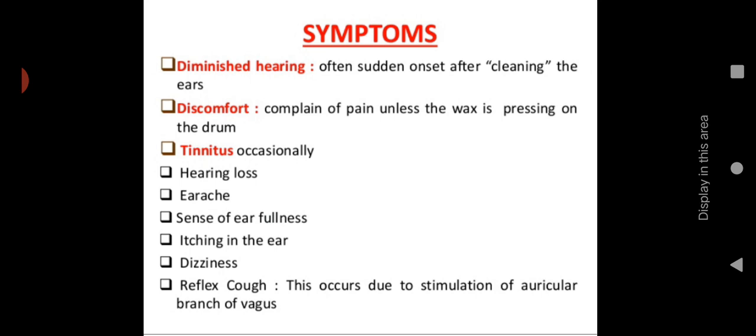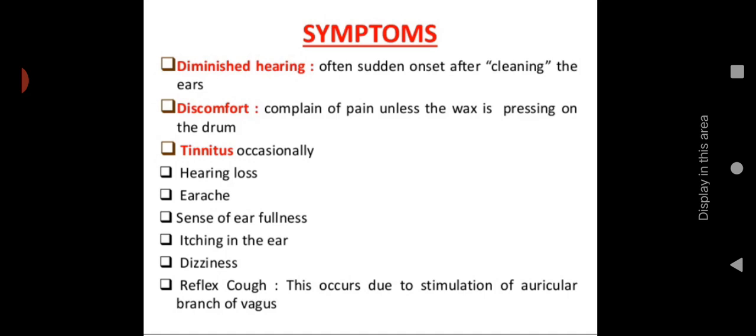When touching the ear, or when the wax is pressing the eardrum, the person will get more discomfort, complaining of pain. Then tinnitus, it's a ringing-like sound which is heard inside the ear. Hearing loss, earache, sense of ear fullness, some heaviness, as if something is filled in the ear. The itching in the ear, dizziness, reflex cough.